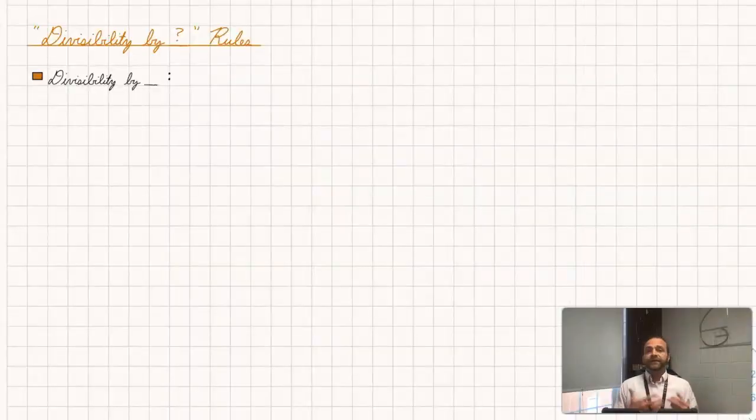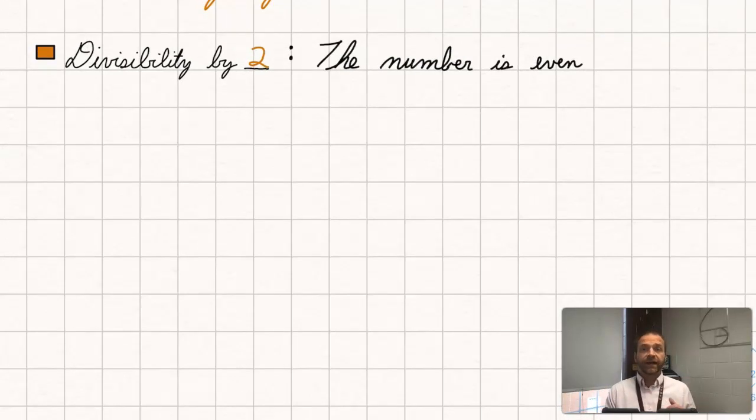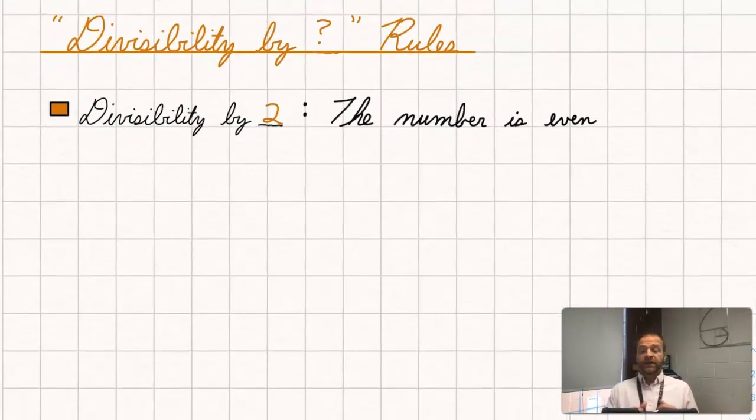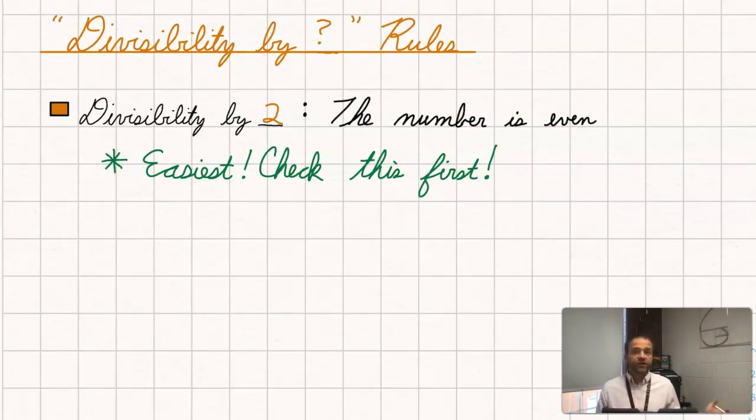So now let's look at the divisibility rules to help us determine if a number is either prime or composite. The first one we're going to look at is checking for divisibility by 2. That's easy, because if it's divisible by 2, then it's considered an even number. I'd say this is the easiest. This is the first thing you should check. You always just want to check, hey, is it even? Because if it's even, I know I can divide by 2.